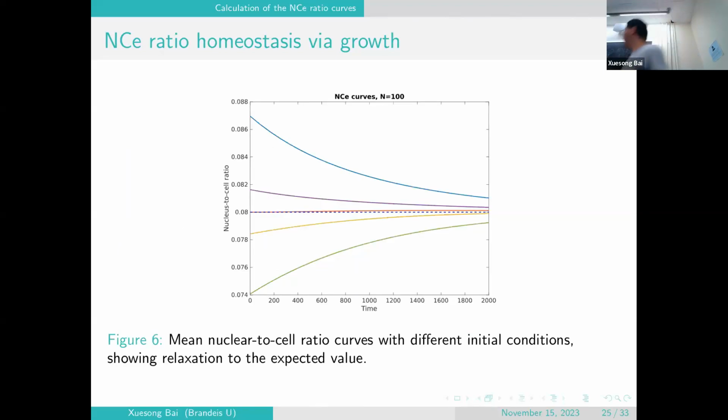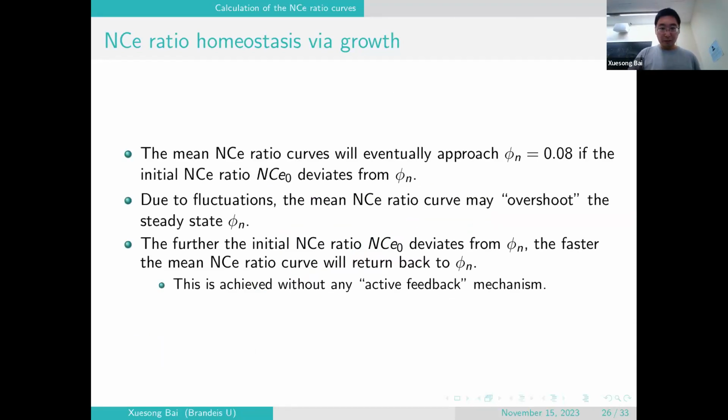Finally, an important point is if we compare these two curves above and these two curves below, we can see that if you look at the rate of change, the further the initial condition deviates from this expected value, the faster this mean curve returns to this expected value. So this agrees with our previous deterministic exponential growth model. The further it deviates, the faster it returns. This is achieved without any active feedback mechanism. So this is exactly like that previous passive feedback.